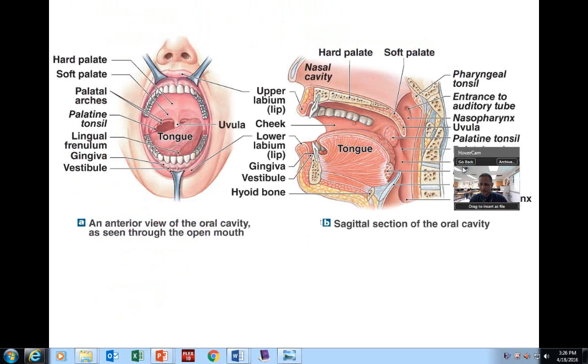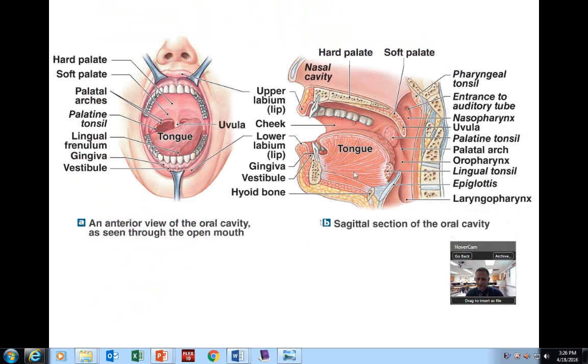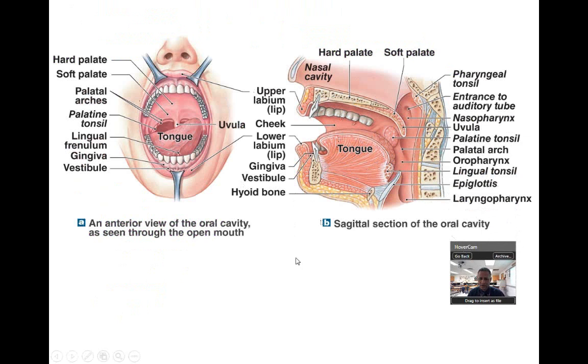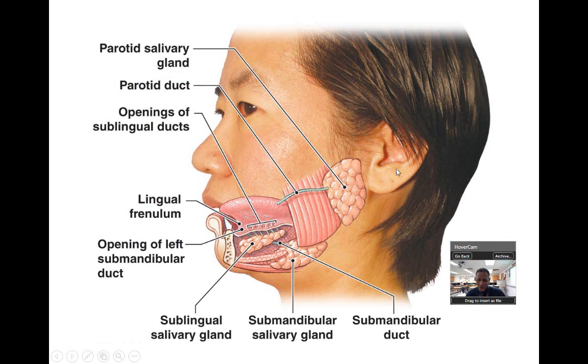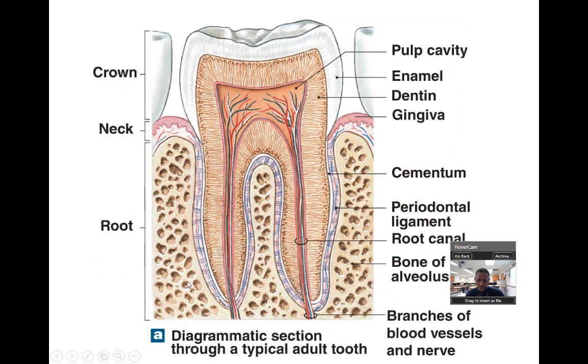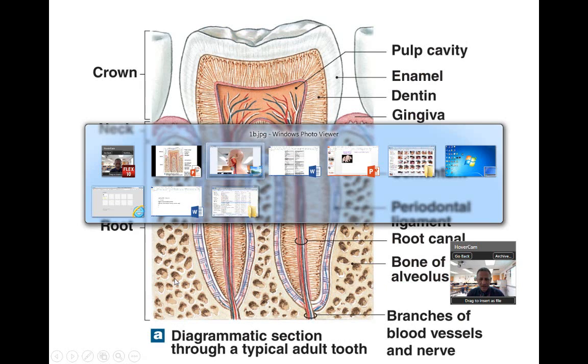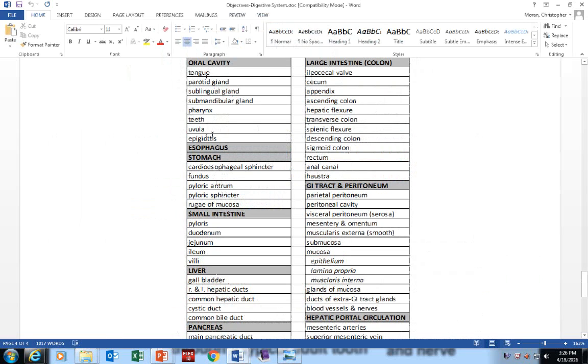So here's just the drawing of it. You see here's the teeth, the tongue. Let's go down to the next one. Alright, so here's the parotid gland, here's the sublingual, and here's the submandibular gland. Teeth are pretty obvious, and it is on our list, but let's go ahead and find the uvula and the epiglottis, and then we'll go right to the stomach.